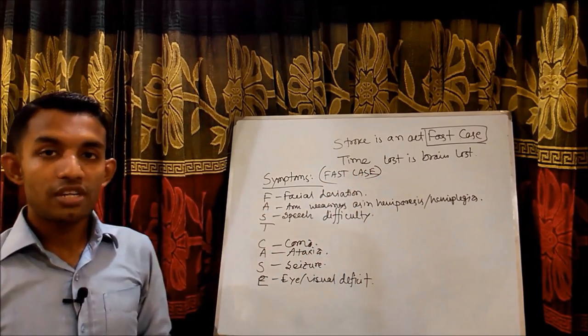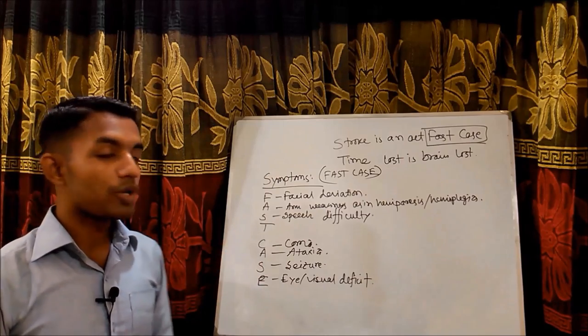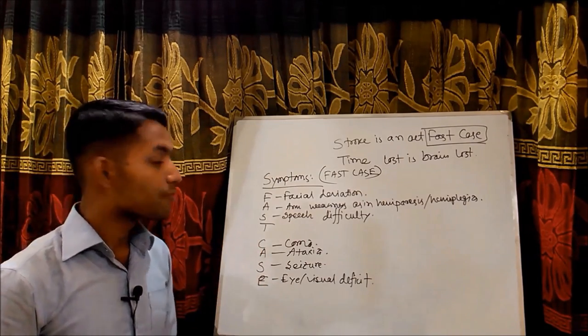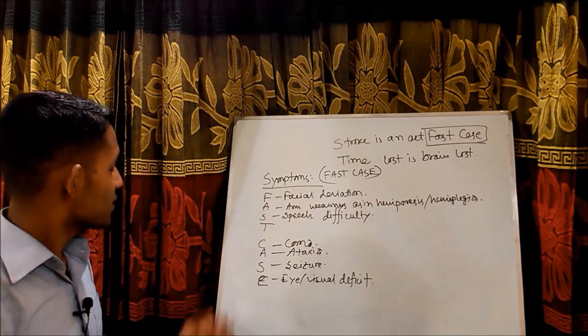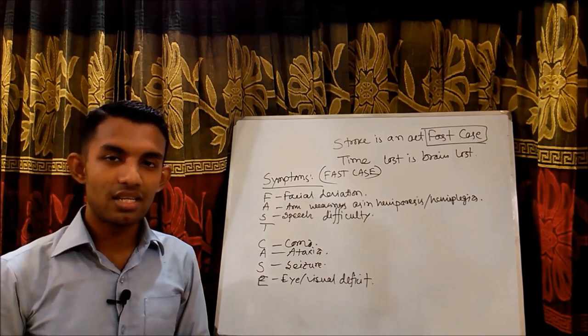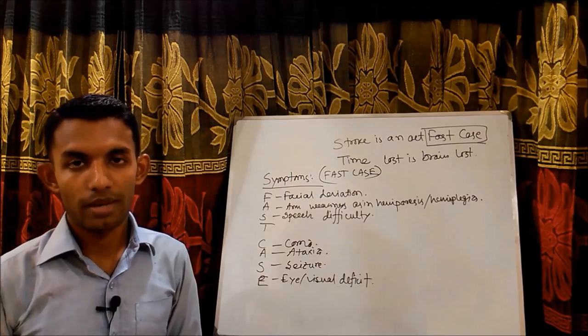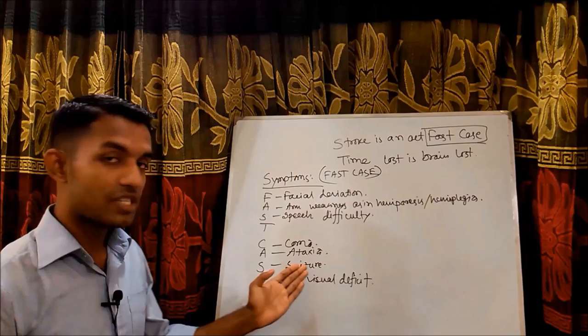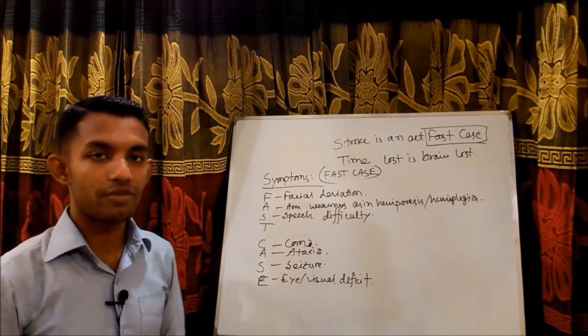F for facial deviation, A for arm weakness as in hemiparesis or hemiplegia, S for speech difficulty, and T is actually not a symptom. T is for time to call the ambulance, and C for coma, A for ataxia, S for seizure, and E for eye or visual deficit.